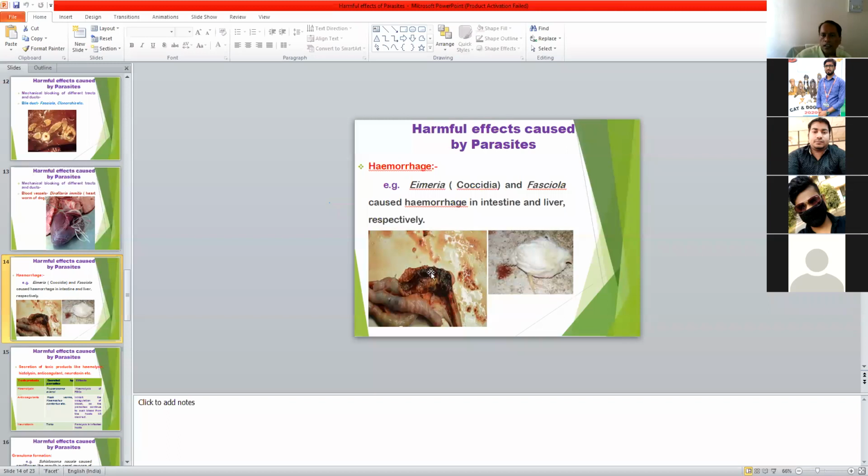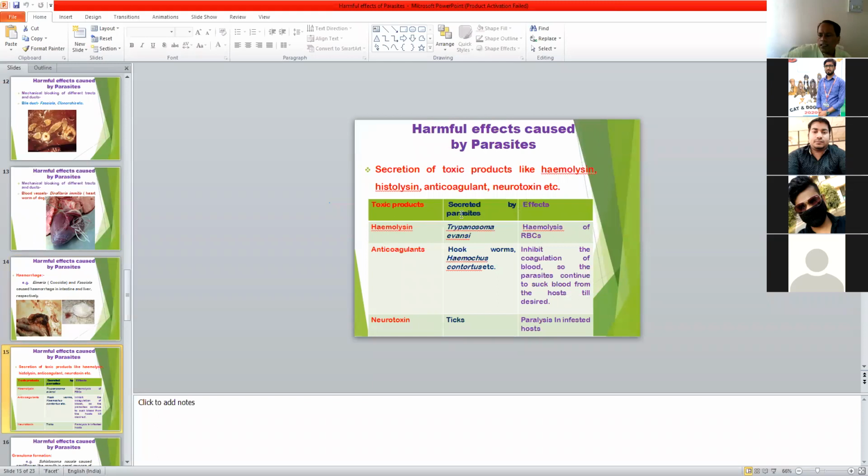This is the hemorrhages in the intestine caused by Eimeria species. Different types of Eimeria species are found. The most pathogenic and most common infection in poultry is Eimeria tenella, which causes cecal coccidiosis. Means Eimeria tenella causes hemorrhages in the cecum of the infected poultry. And Eimeria infection is generally found in young chicks. Adults are generally carriers for Eimeria species. So hemorrhages occur during different types of parasitic infection.